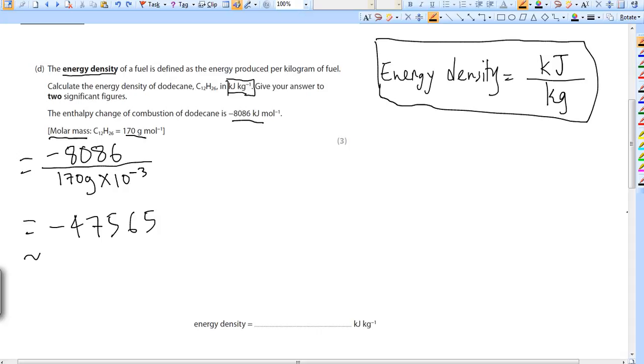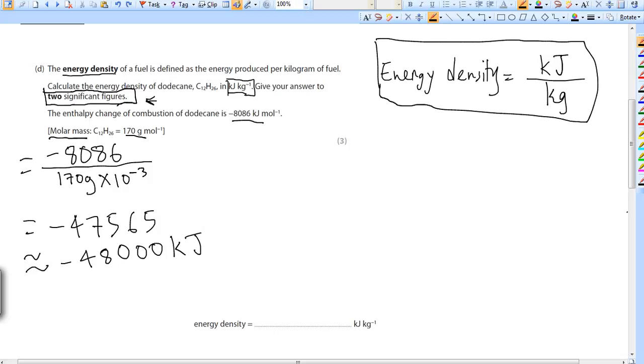Here is one thing we need to notice: they have bolded the words two significant figures. Most students make a mistake here and just miss this piece of information. Obviously we must round this figure to two significant figures. So this gives us minus 48,000, and don't forget to mention the unit.